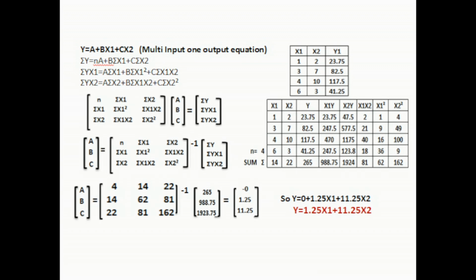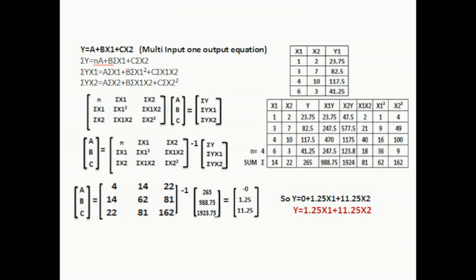Multi-input, one output. The equation is y equal to a plus b x1 plus c x2. Here x1 and x2 are variables. Y is dependent variable. That is, it depends on x1 and x2. The y will be varied. On the right side, you see the table x1, x2 and y1. The samples, 4 samples are taken. x1 and x2 varying. y1 depends on the x1 x2, output result is there.